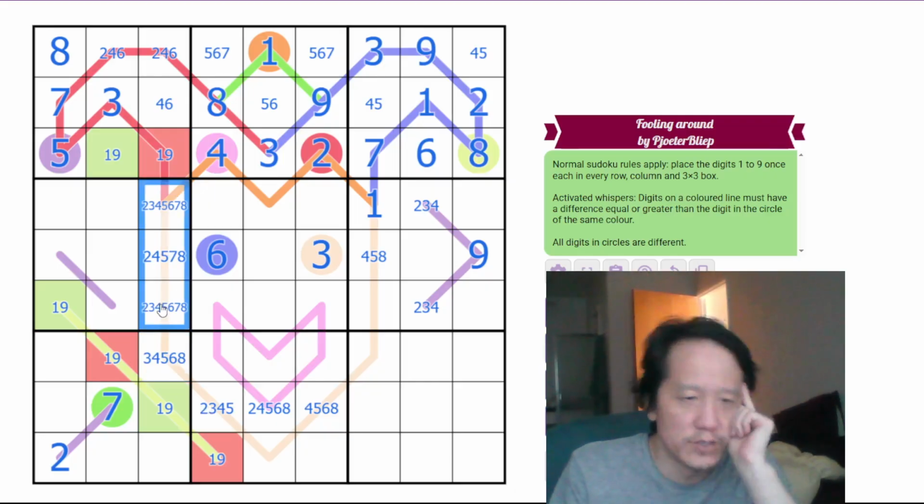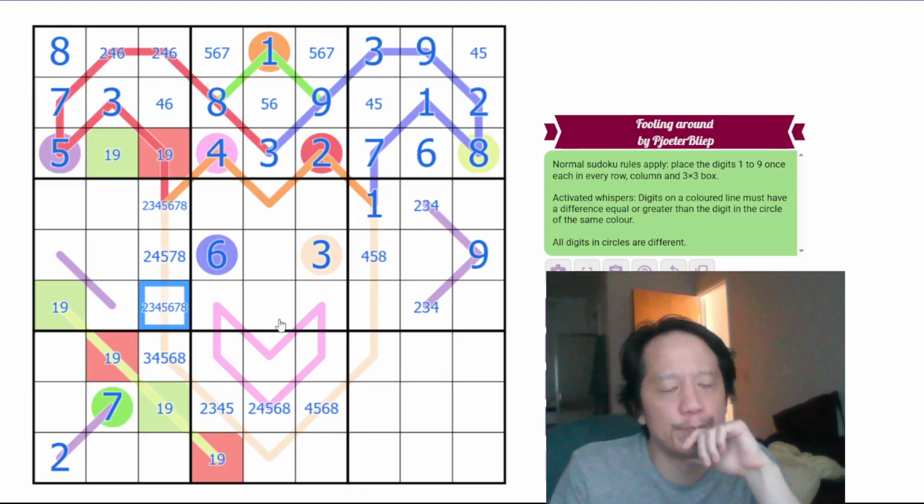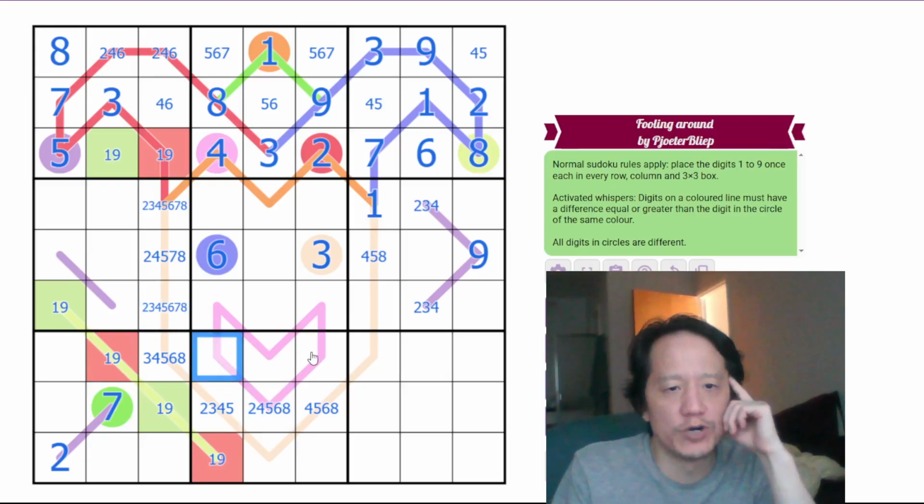7 has to be one of these 3 digits. We're not sure which. This cannot be 5, because then 1 and 9 would have to be in this box, and we can't. That would eliminate all possibilities for that cell.